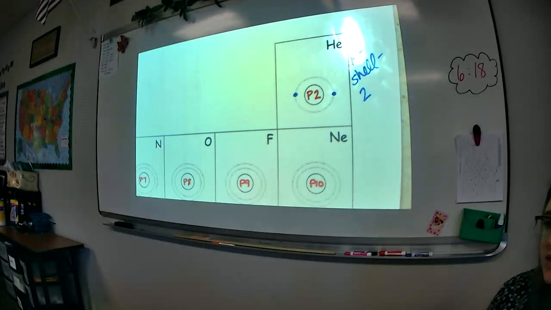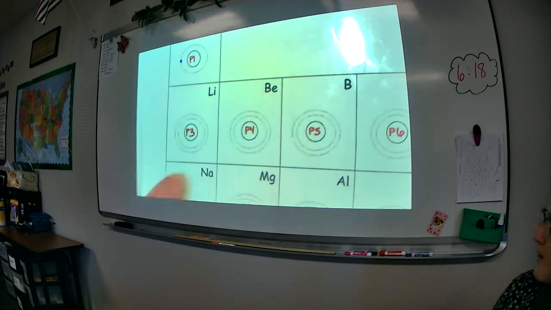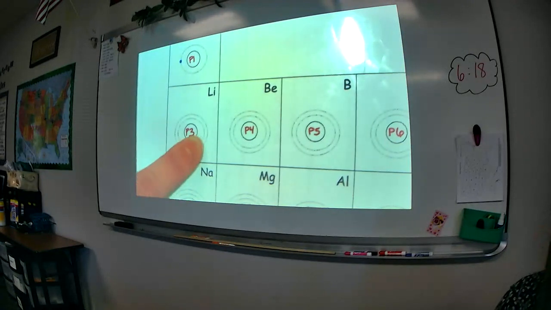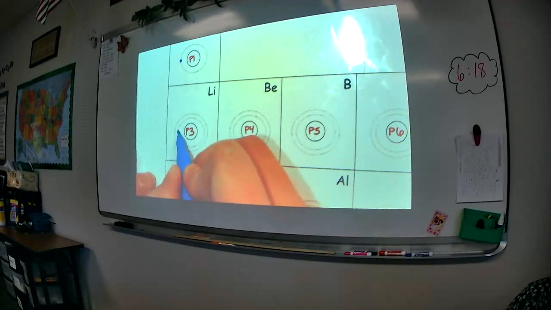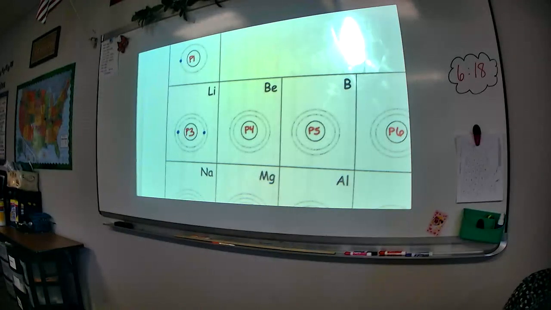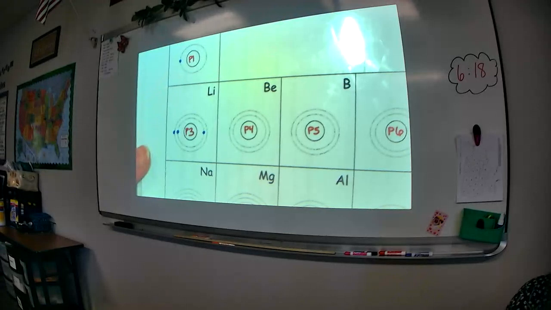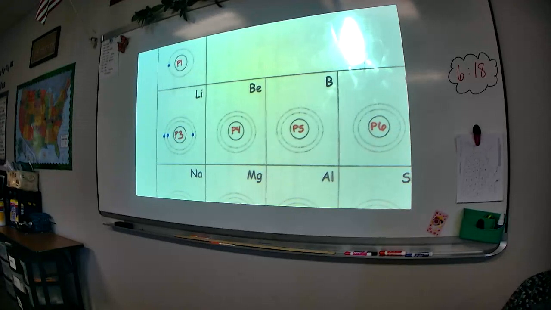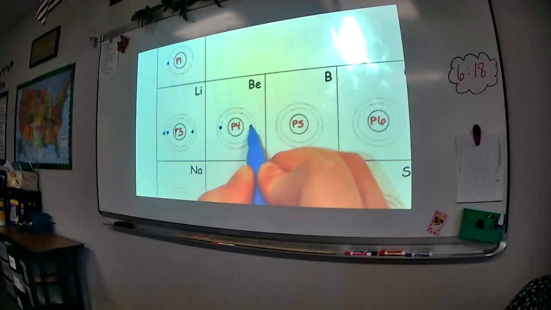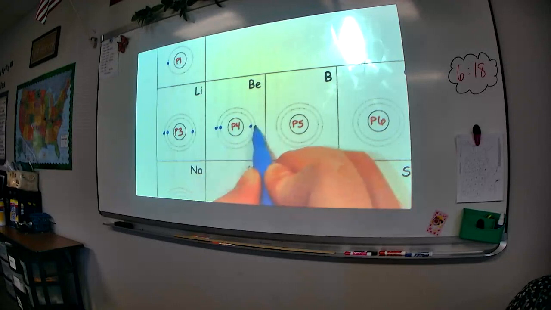Now, let's go on to lithium. Lithium has 3 protons, so it needs 3 electrons. You have to start by filling the first shell first. So 1, 2, but I need 3, which is why we add a second shell. So it has 2 in the first and 1 in the second. Now, see if you can catch the pattern. Here's beryllium. 2 in the first, 1, 2, 3, 4.